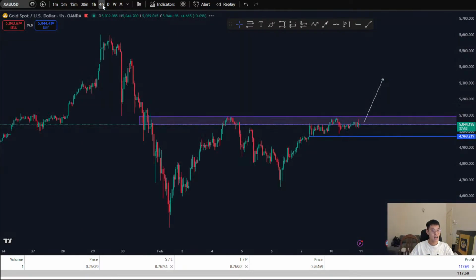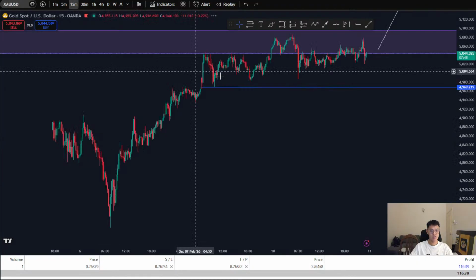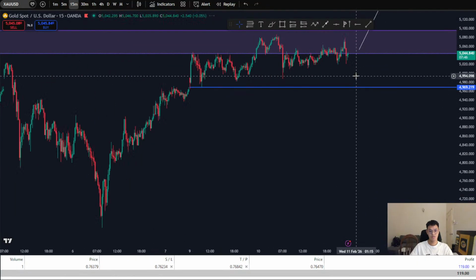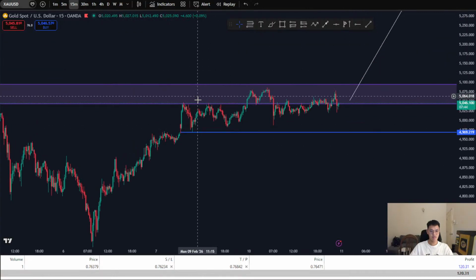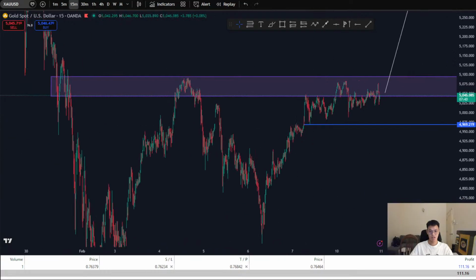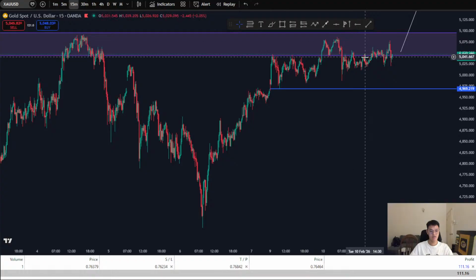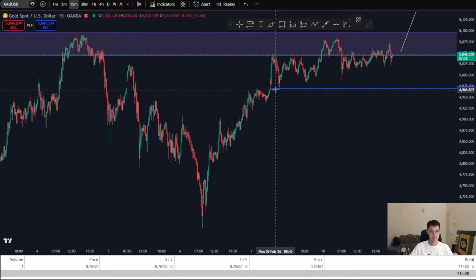So what I do is I'm still waiting for the price to really break this consolidation phase, because for me, if the price really pumps, then where's the, yeah, here.